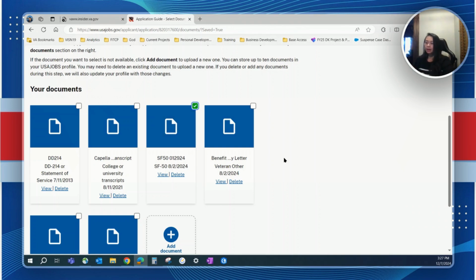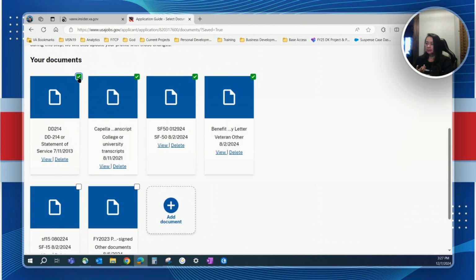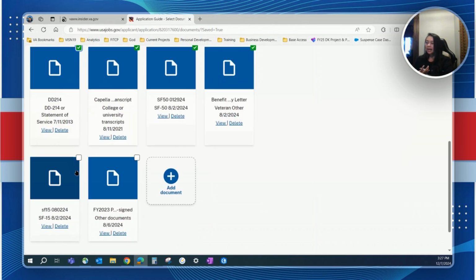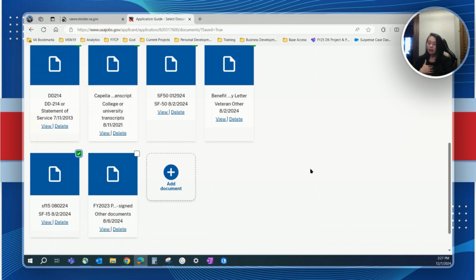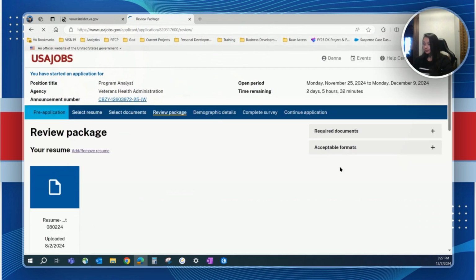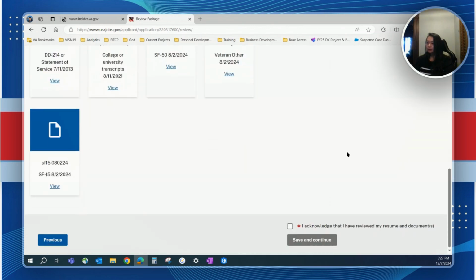That was the requirement, but I'm going to go ahead and add my disability letter. I'm going to add my transcript. I'm going to add my DD-214, and the SF15 is that veteran preference form. So those are the things that I want to include. So I'll go ahead and save and continue. So you can see all the selected documents. I acknowledge and save and continue.